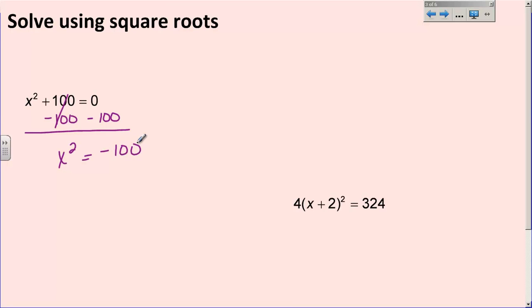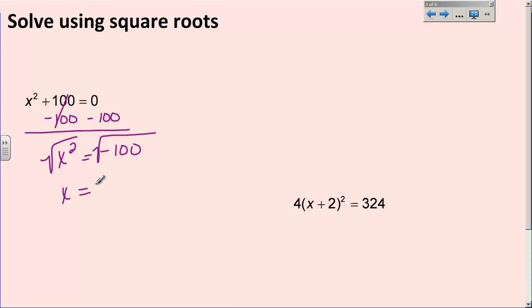And then, because I want to get x all by itself, I just want x and not x squared, I'm going to take the square root. And so I end up with x equals, well, the square root of negative 100. We did talk about this today in class, okay? The square root of a negative number, we don't know how to do. We're in Algebra 1. We haven't learned that.